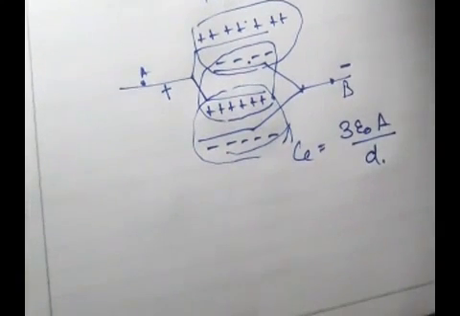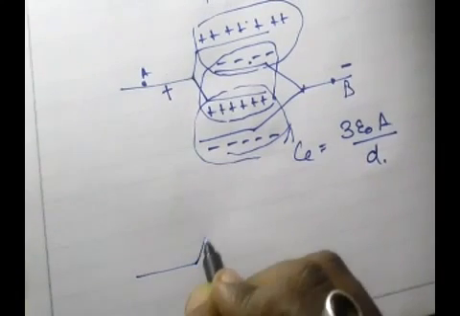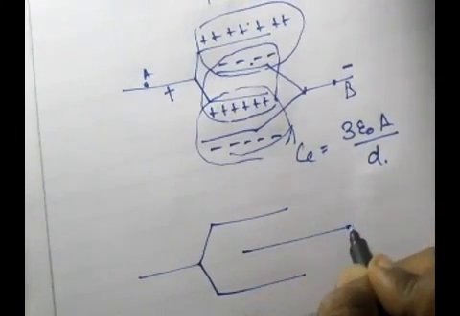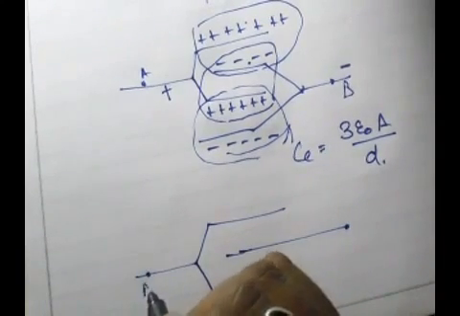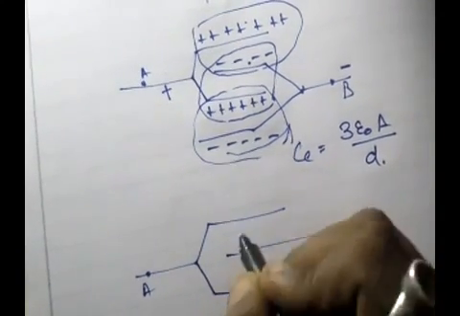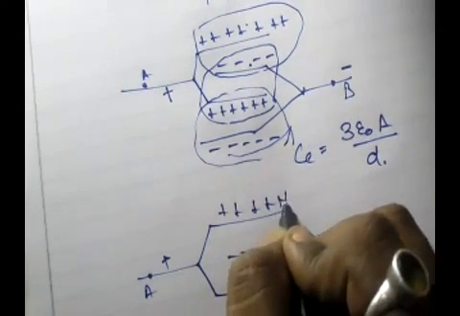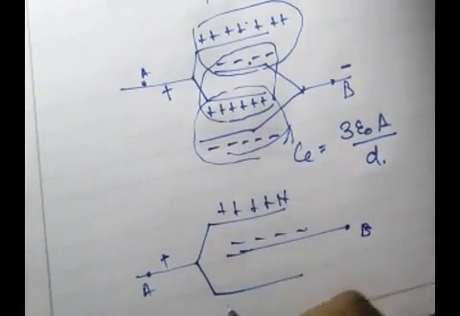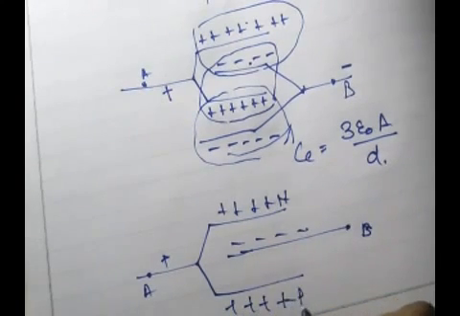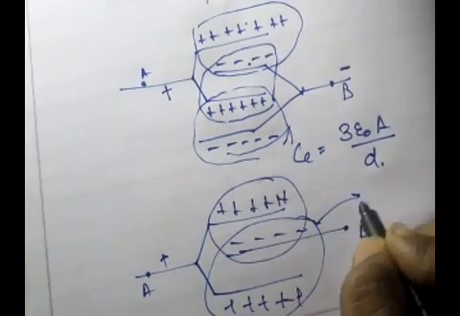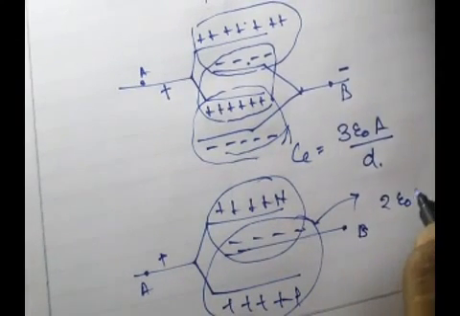now another one. Let me do it. Now do it yourself. A, B. Similarly, attach positive signs here, negative sign, positive sign. So this is one capacitor, this is another capacitor. This comes out to be 2 epsilon naught A by D.